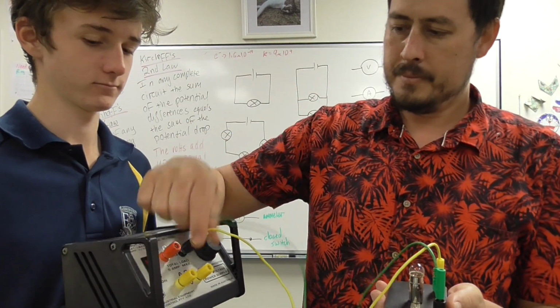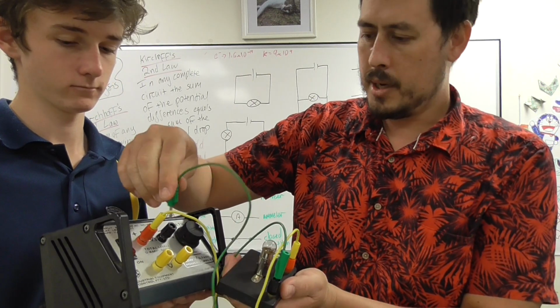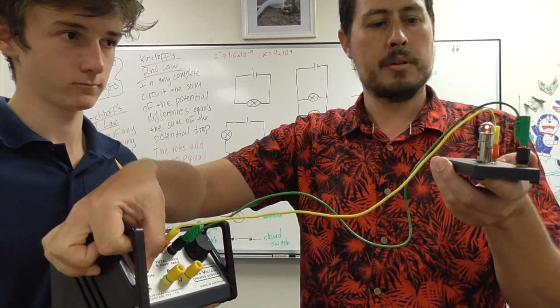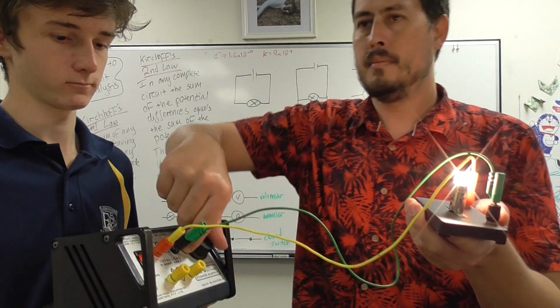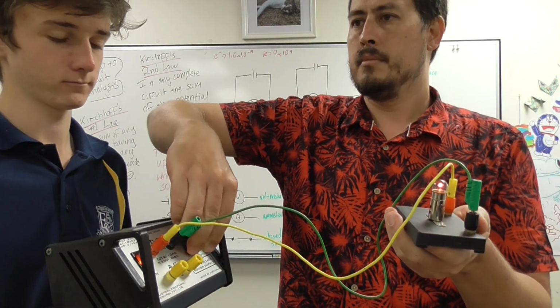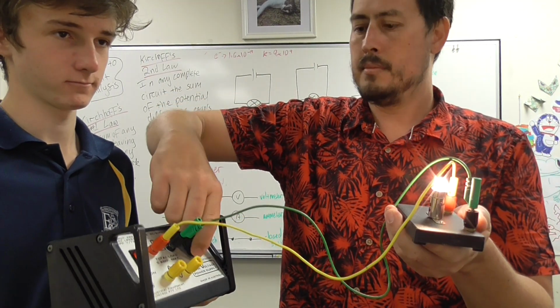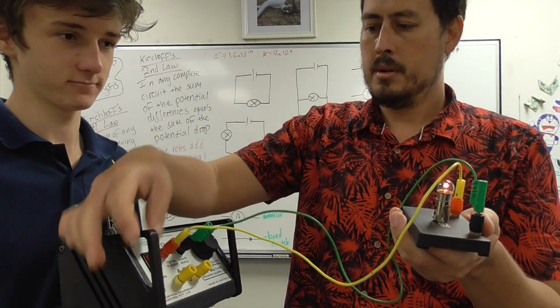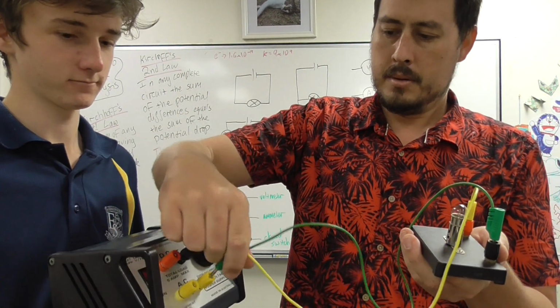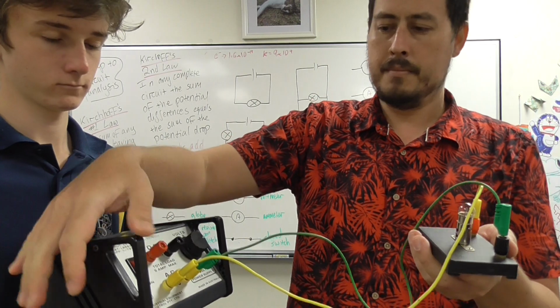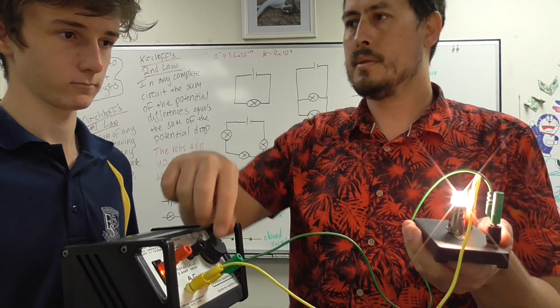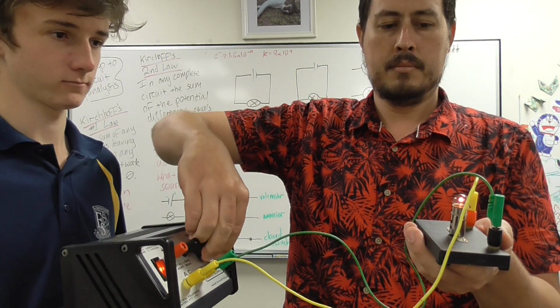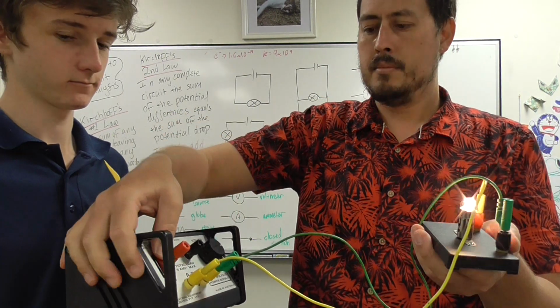Now, I can change this. I can switch the wires around, turn the globe on. Any difference? Do you notice any difference? No. Alright. Now I put them in the alternating current. Any difference? Switch them around.